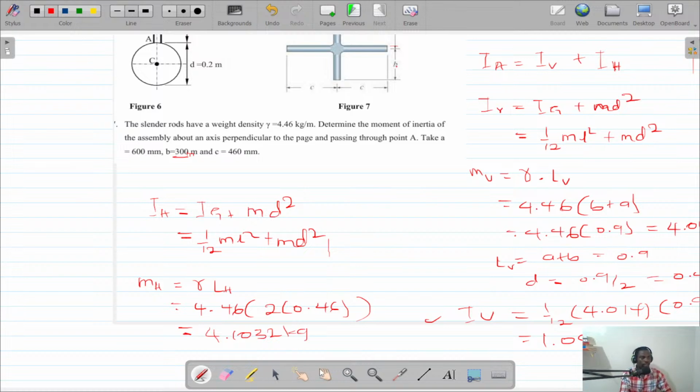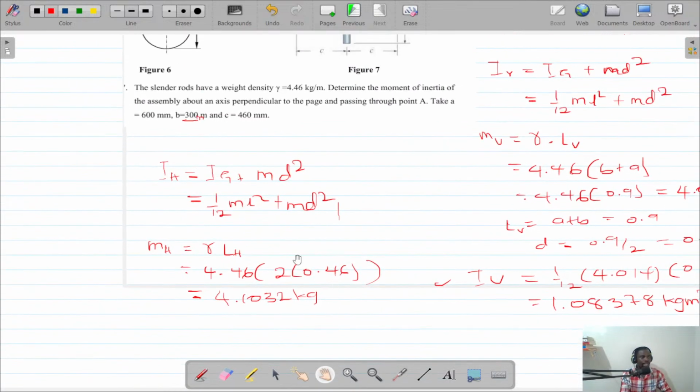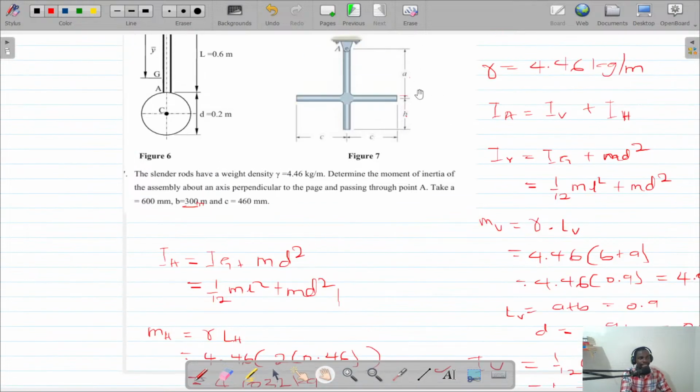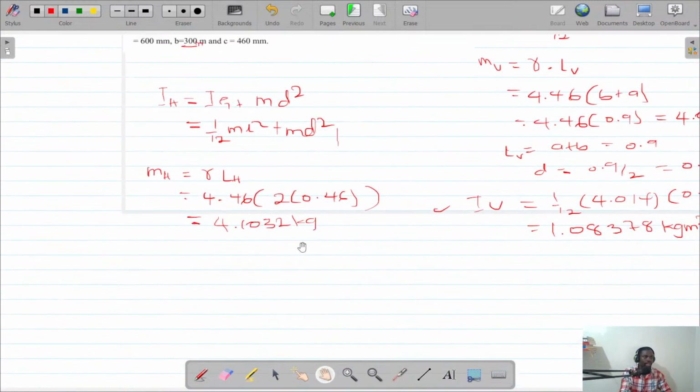Okay, so I have the mass. Now the length is 2 times 0.46, but the d is a. The d is the distance from the center of this rod to A, which is the distance from here to here, and that is what? A. And A is 600 mm.